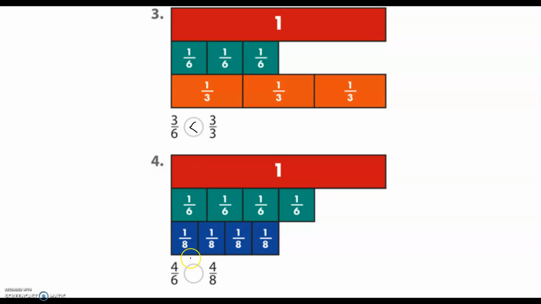Number 4, we have 4/6 and 4/8. I know that 6 is smaller than 8, so I know that my pieces will be bigger. And you can look up here and see that the pieces are bigger. So here's 1, 2, 3, 4 sixths, and here's 1, 2, 3, 4 eighths. You can see 4/6 is greater than 4/8.